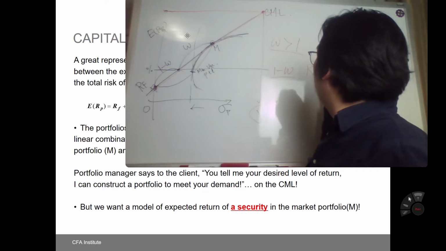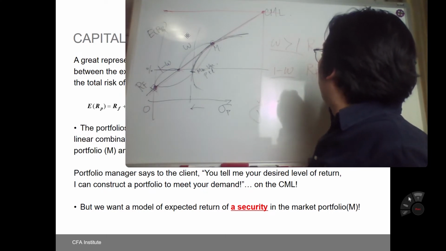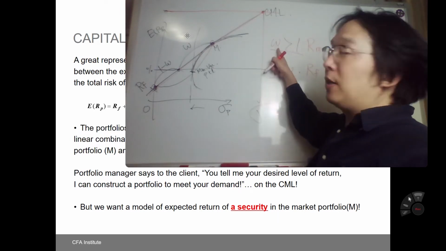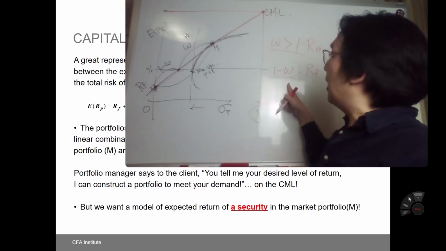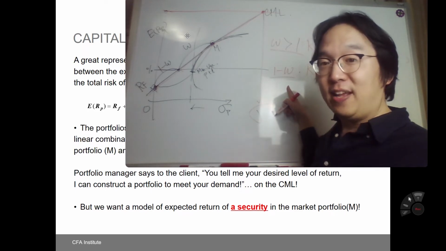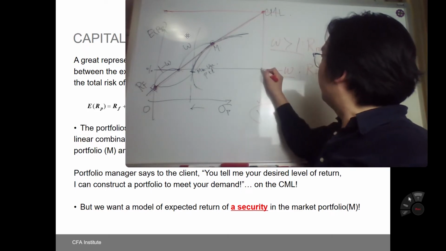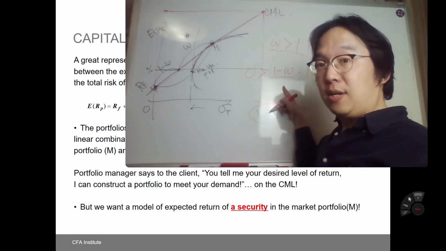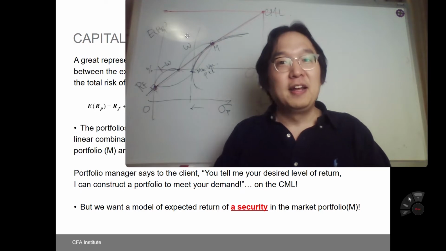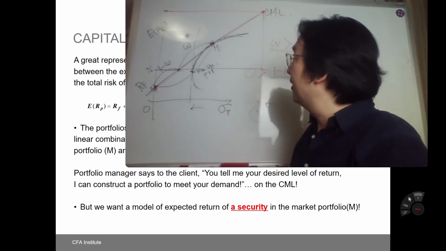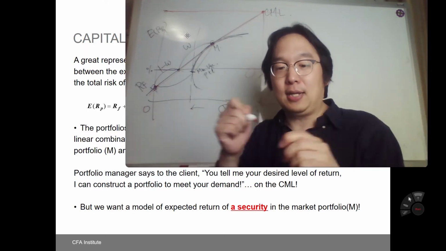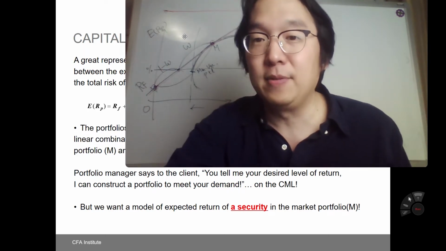Okay, RF and then RM. If this guy is bigger than 1, then this guy will be smaller than 0. Make sense? Negative weight. That means borrowing. Right? That's what's happening over here. So that's the capital market line. Capital market line. Interesting, right?